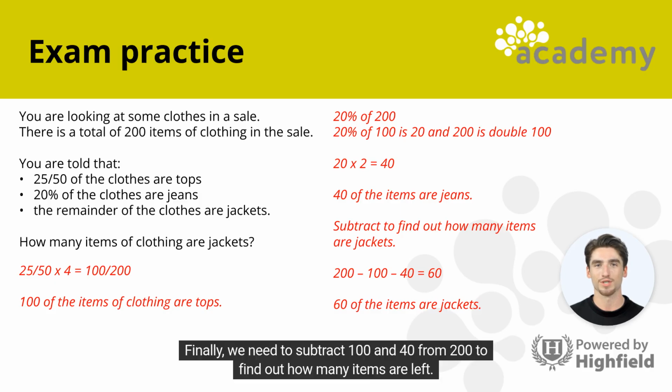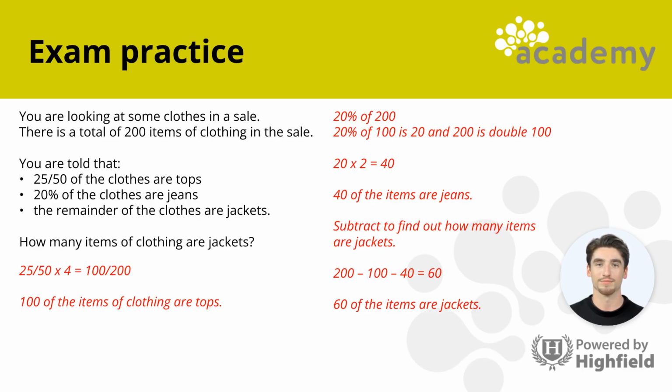Finally, we need to subtract 140 from 200 to find out how many items are left. These will be jackets. 200 minus 100 minus 40 equals 60. 60 of the items are jackets.